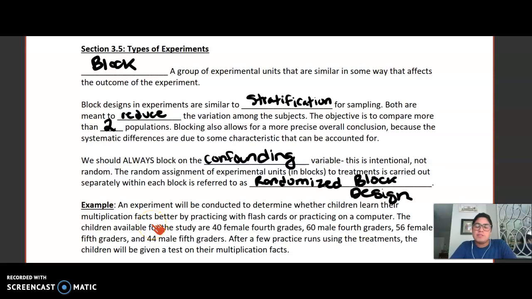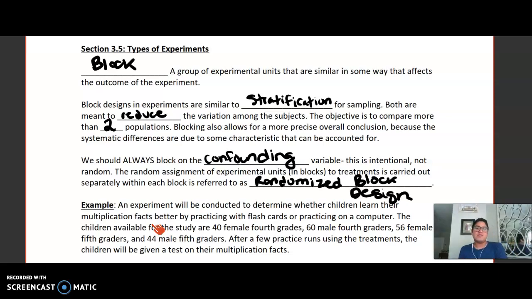Alrighty, now types of experiments, and these are derived from this completely randomized design. And a block is a group of experimental units that are similar in some way that affects the outcome of the experiment. And block designs in experiments are very similar to stratification for sampling. Both are meant to reduce the variation among the subjects, and the objective is to compare more than two populations.